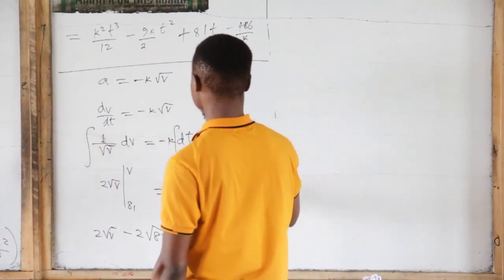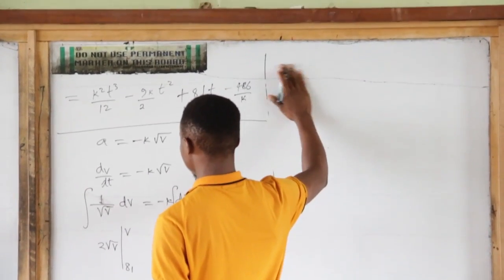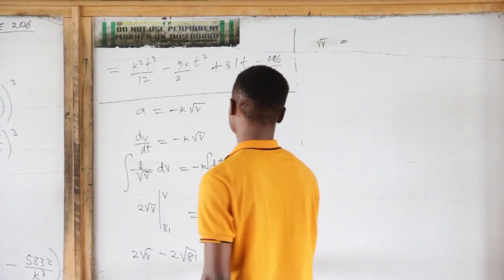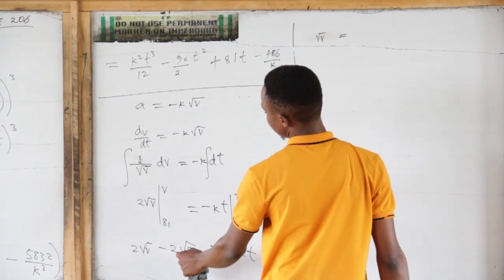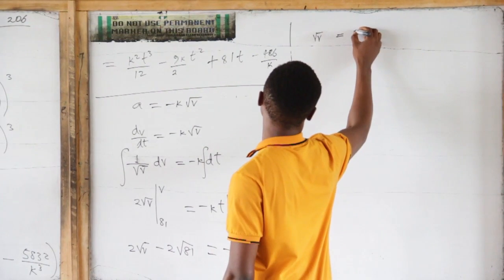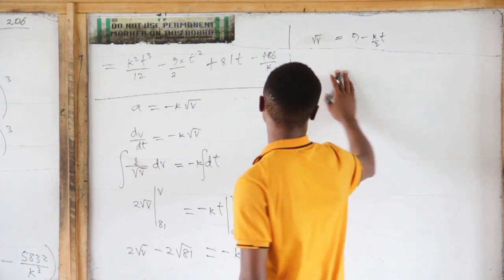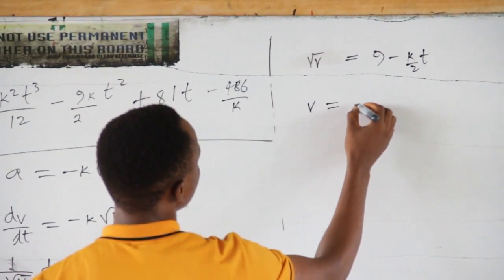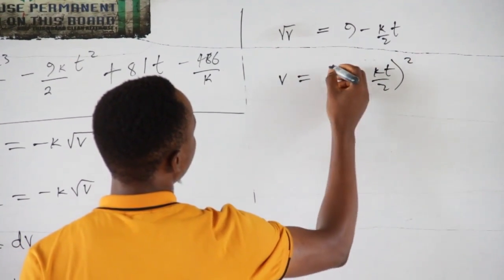You are going to have this to be 2 root v. You can divide 2 by 2, Abi, root v. So you want to move this right here. Minus 18, so 9. It's going to be plus 9, so it's going to be 9 minus k over 2. That makes sense? So you can then square both sides. You're going to have v is equal to (9 minus kt over 2) all squared.